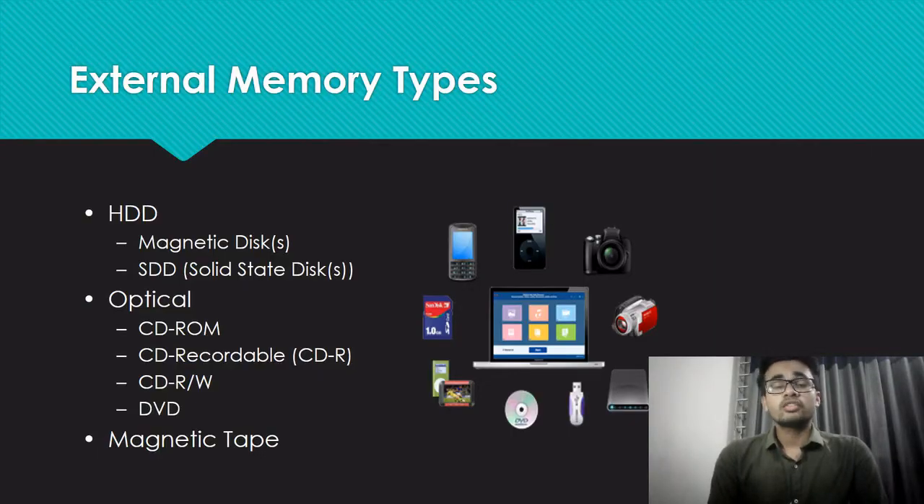There are a lot of external memory. At first, the HDD storage, magnetic disk, SSD, solid state disk, then optical devices such as CD-ROMs, CD recordable (CDR) or DVD, etc. Okay, then the magnetic tape. These are the basic external memory types.